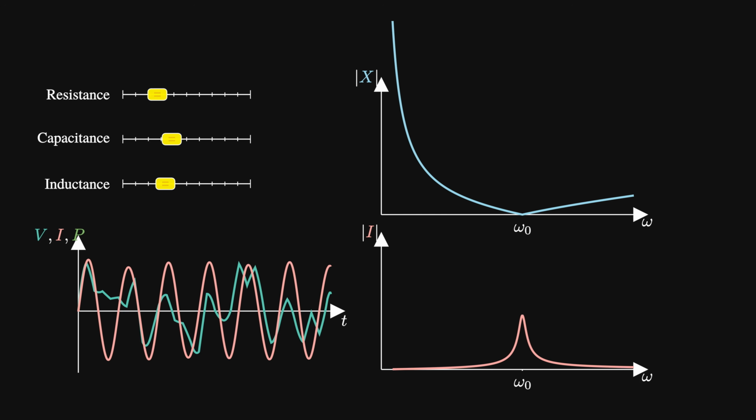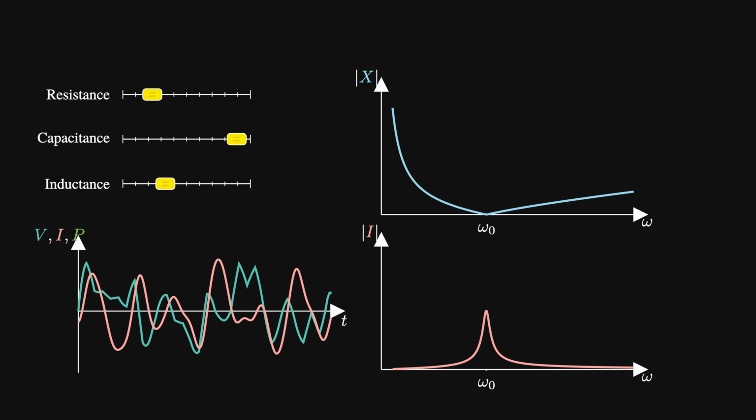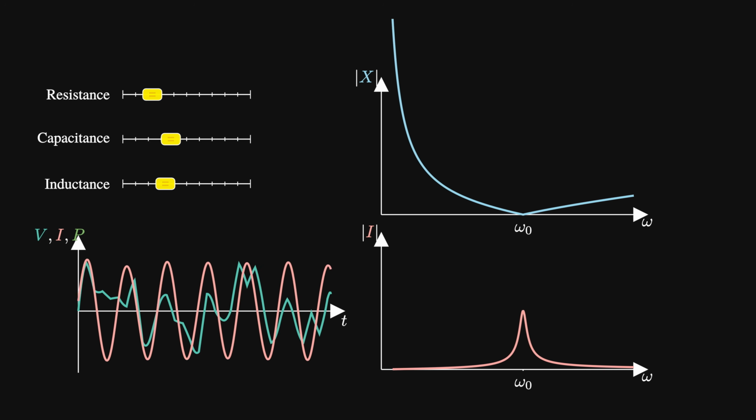If we were to vary the resistance, this is what happens to the current for the same voltage. As you can see, the peak simply decreases as resistance increases, and vice versa. Now, if we animate the capacitance changing, we can see the resonant frequency changing, while everything else stays the same.